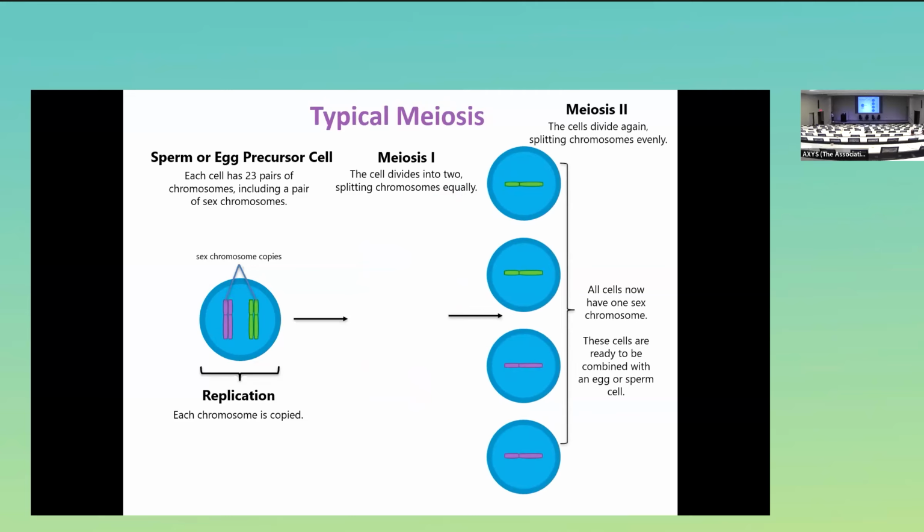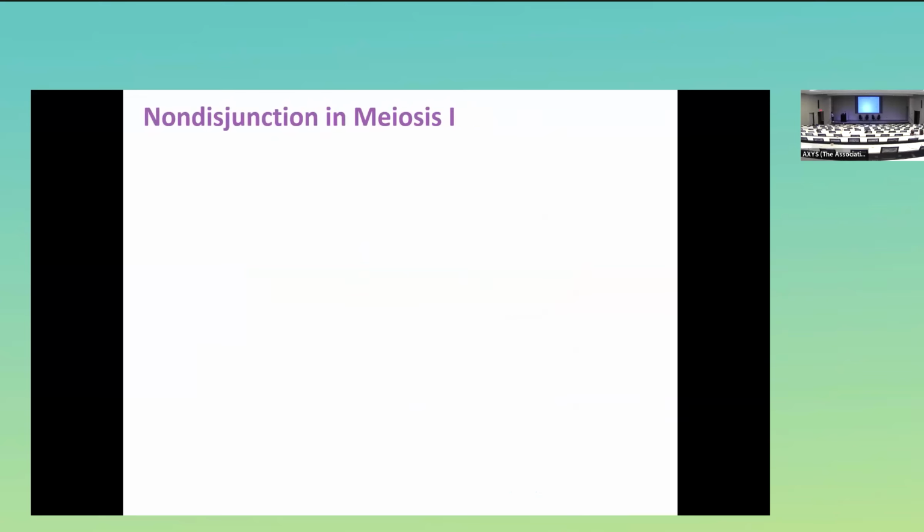And this might seem a little counterintuitive because we are all supposed to have 46 total, two copies, right? But remember, all of these cells are going to get combined with a sperm or egg cell. So they're going to combine to get two pairs. But at this point, all of these sperm or egg cells just have one copy. And so these are all ready. These all have one sex chromosome, and these are ready to be combined with an egg or a sperm cell to make a zygote.